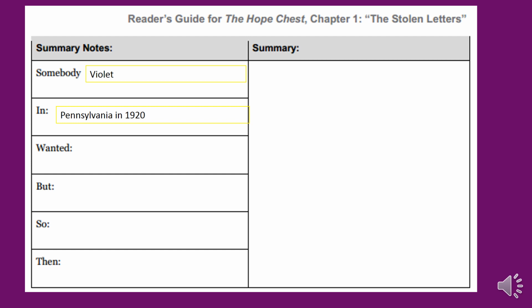Okay, the wanted. What did Violet want? Well, throughout this chapter we find out that she's been really wanting to see her sister Chloe, who'd run away from home. So that's what we're going to fill in this box.